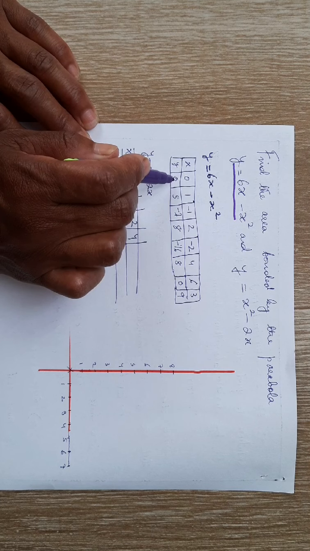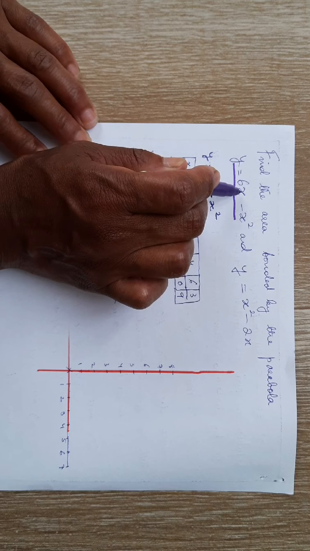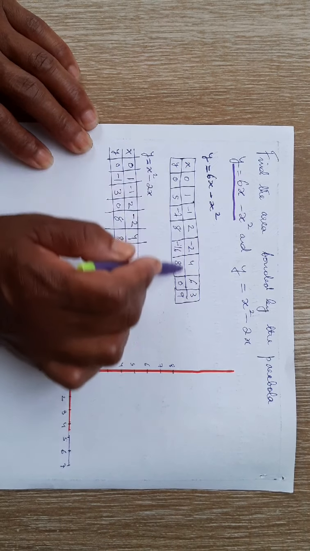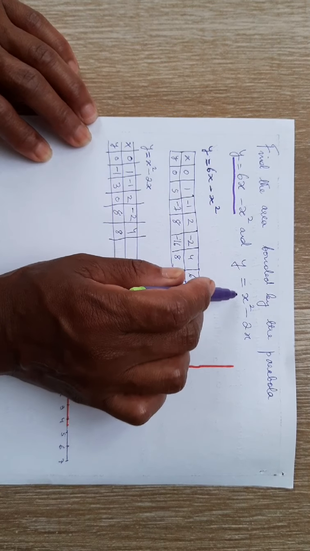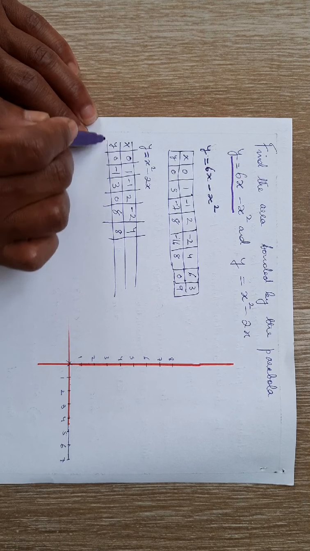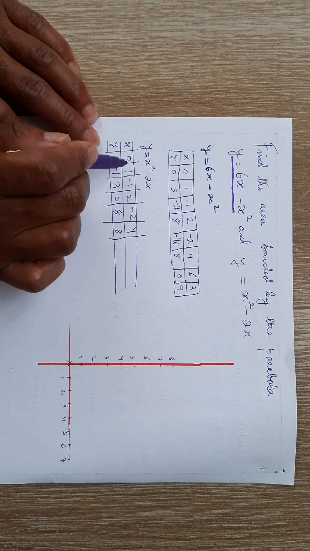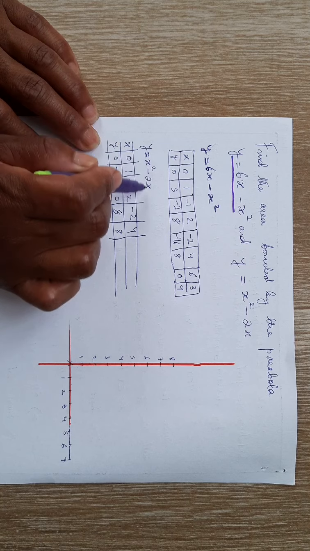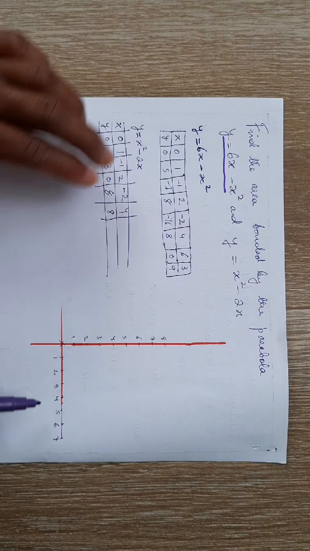When x is 0, you'll get y is equal to 0. When x is equal to 1, then y will be equal to 6 into 1 minus 1 square, which will become 5, and so on. So for the second curve also, y is equal to x square minus 2x, you construct a table, then you'll get these points or the coordinates in the xy plane as 0, 0, 1, minus 1, minus 1, 3. You substitute it here, then you'll get this table. Now you draw the graph of these two curves.